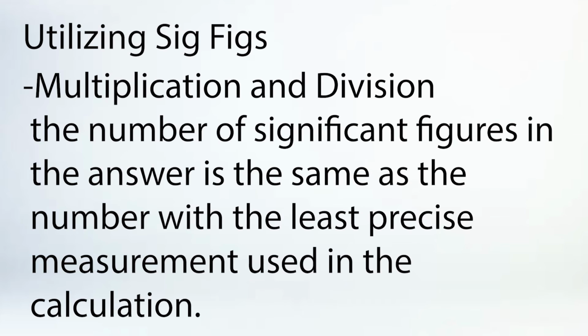Now that we've talked about how to identify them, how do we use them? It's actually relatively simple. For multiplication and division, the number of significant figures in the answer is the same as the number in the least precise measurement used in the calculation.